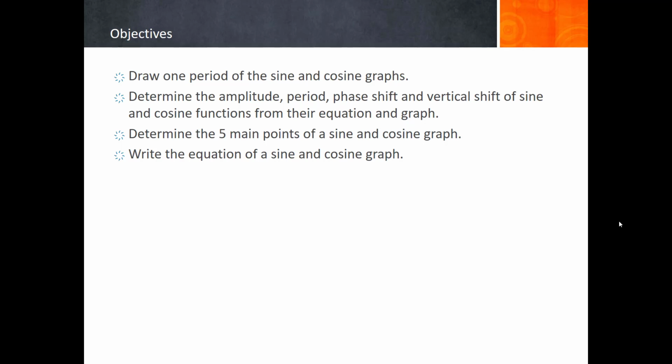And then we'll look at this idea of 5 main points. There's 5 specific points on either graph, sine or cosine, that give it its shape. And then we'll do the reverse. What if I give you the graph? How do we write the equation?